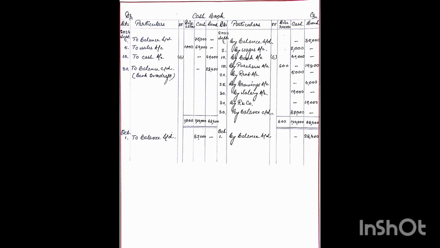September 2nd says paid wages. Simply amount is being paid, so under the credit side put the date. By wages account, amount will be under the cash column 2000.